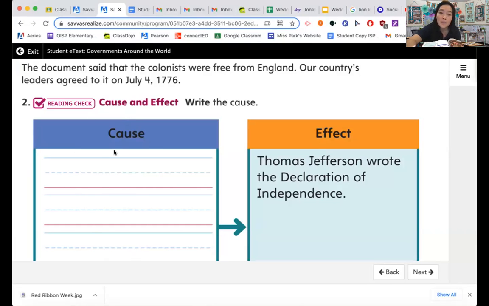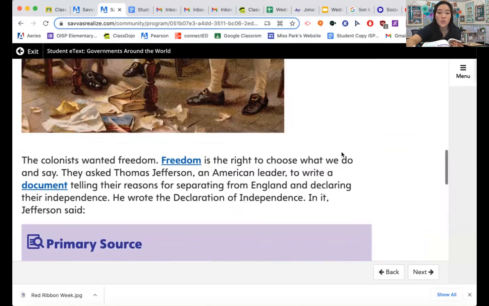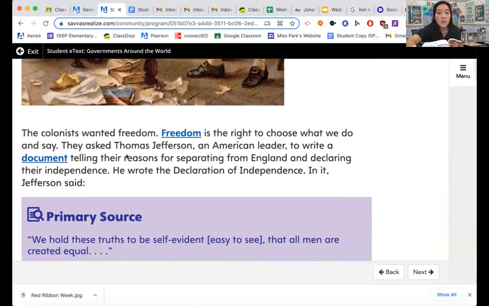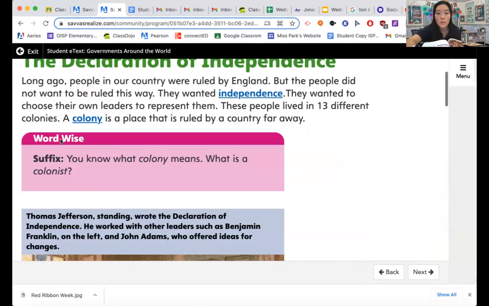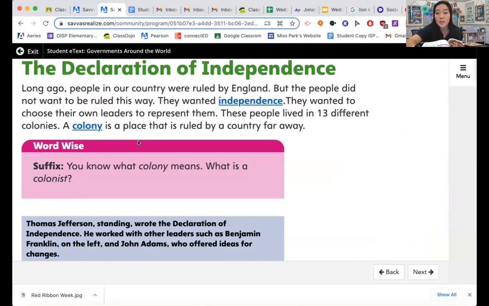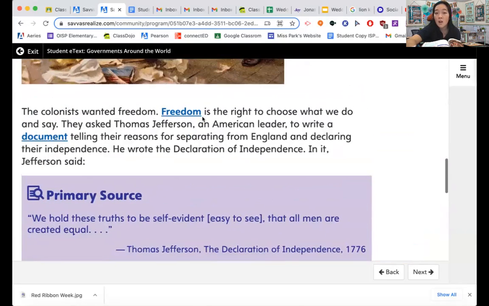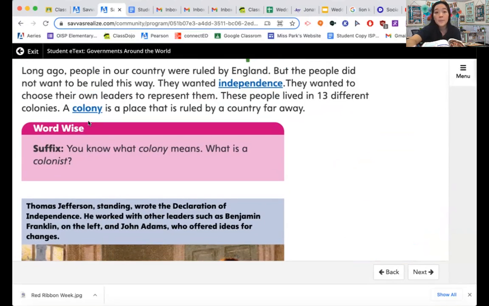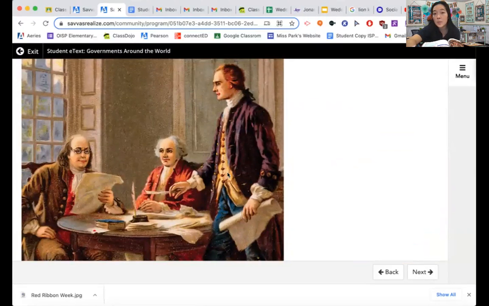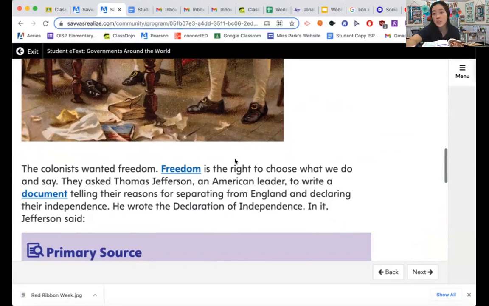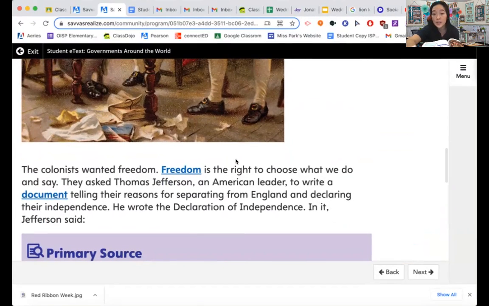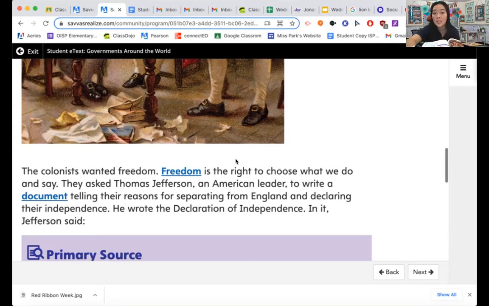So because of something, Thomas Jefferson wrote the Declaration of Independence. So let's see, the colonists, and so remember, colony is a place that is ruled by a country far away. So a colonist is a person that is ruled by a country from far away. So the colonists, they were the people who were being ruled by England. These people were being ruled by England, and they no longer wanted to be ruled by England. They wanted freedom. They wanted to be able to choose what they did and say.